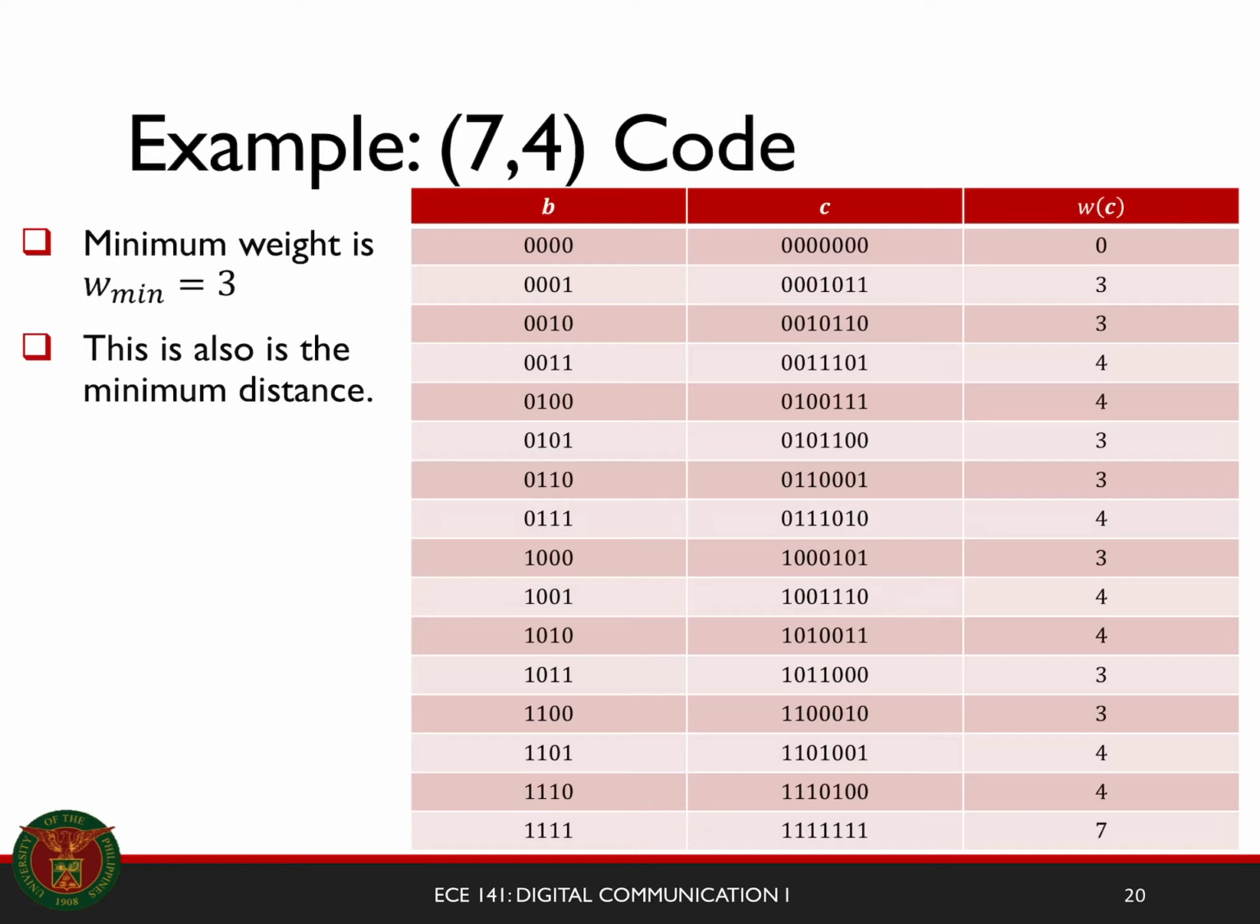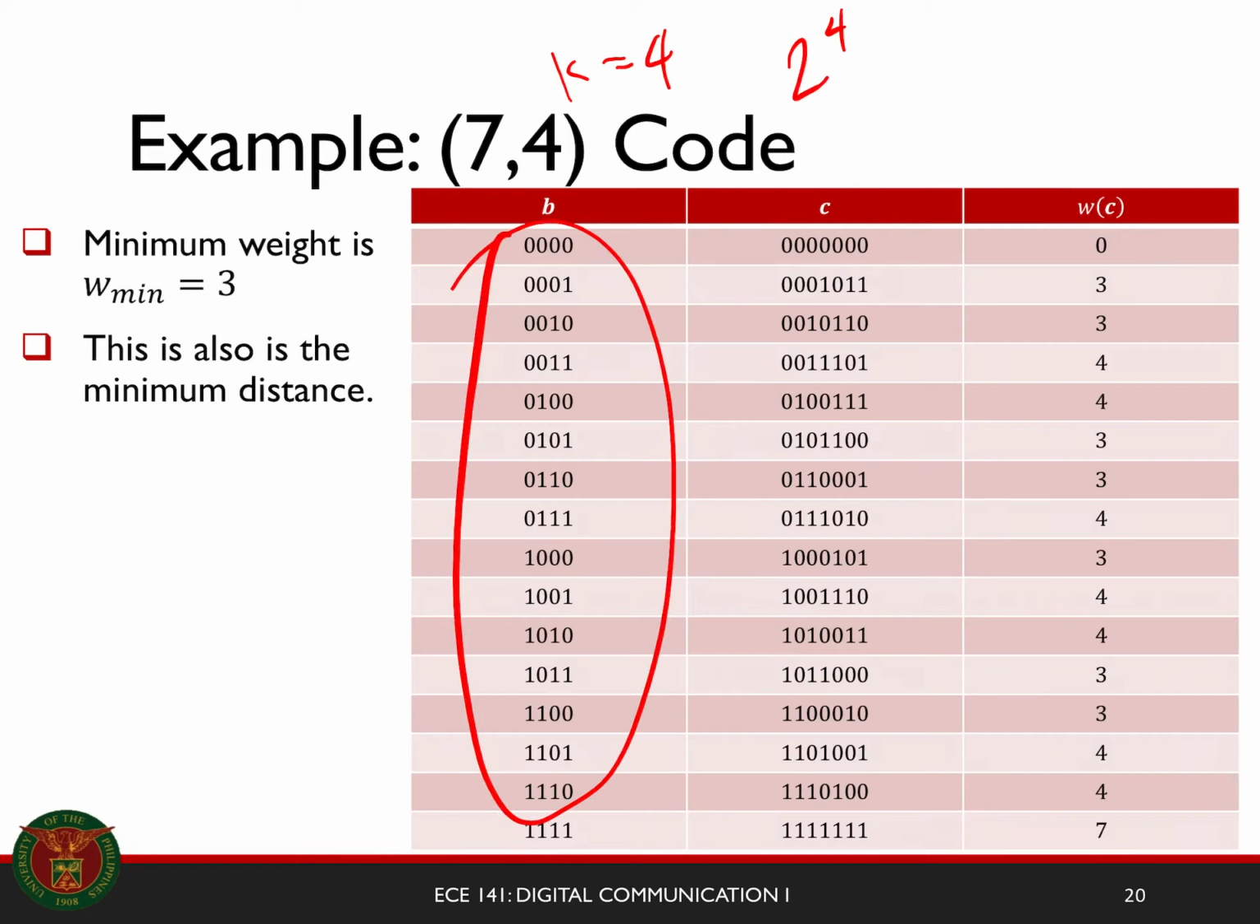Since your data bits is 4, that means you have 2 to the 4 possible message combinations, and that is outlined here. That's 16 of them, and each has its own code word. If you take the weight of the code words, you'll see right here that the minimum Hamming distance is equal to 3. If you increase the minimum Hamming distance, again, you increase the reliability.